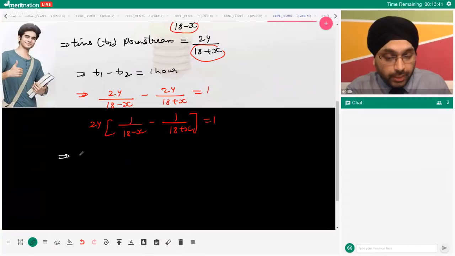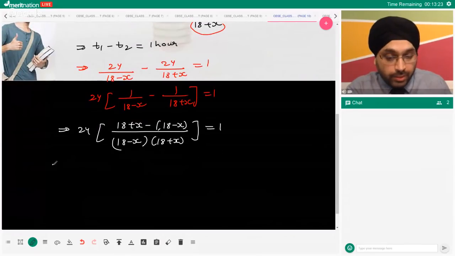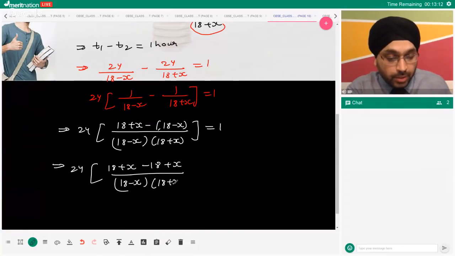So further, we can write 24. The LCM will be 18 minus x into 18 plus x. That will be 18 plus x minus 18 minus x, equals 1. So guys, again, if you solve it further, that will be 24 into 18 plus x minus 18 plus x upon 18 minus x into 18 plus x. That will be equal to 1.